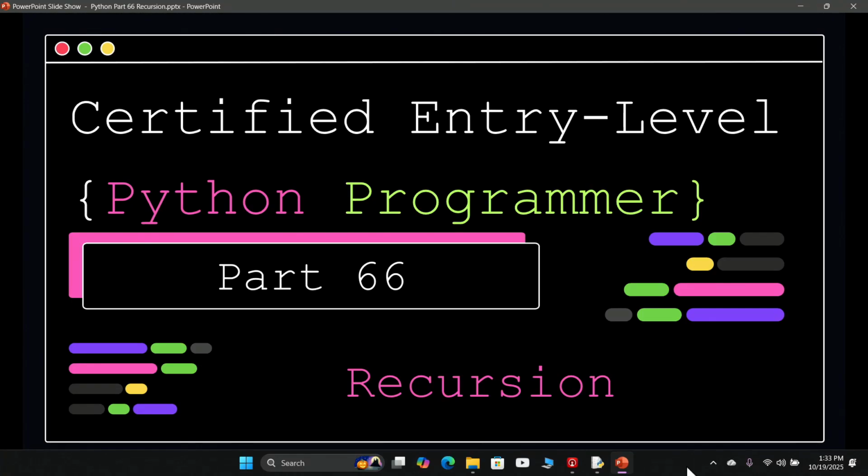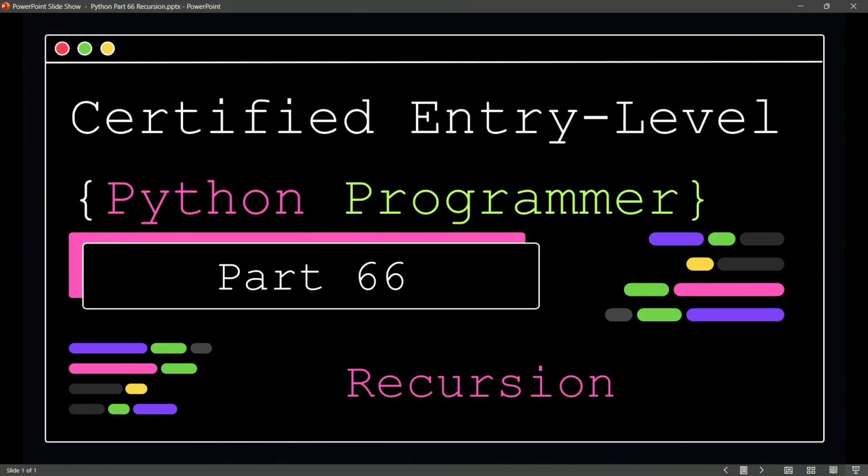Welcome back to our Certified Entry-Level Python Programmer course. In this video, we're going to discuss recursion. This is when a function calls itself. That's right, the function literally calls itself and recurses.